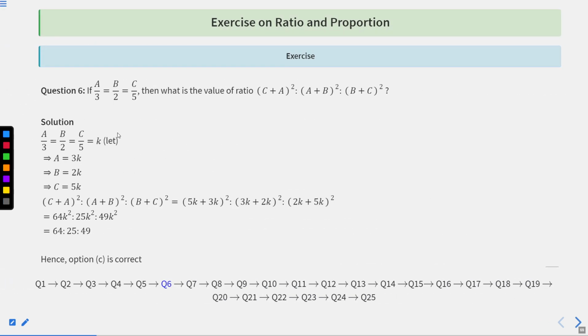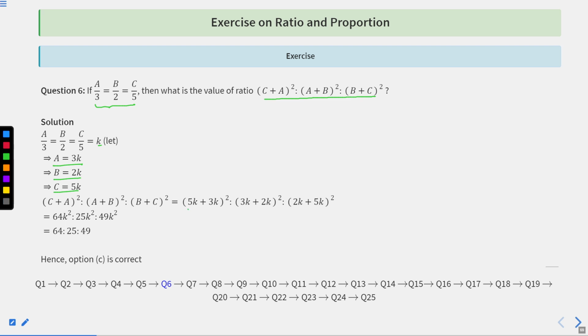So the thing that we are going to do here is put all of these proportions equal to k. So we assume this is equal to some value k. So we can write it as a equal to 3k, b equal to 2k, and c equal to 5k. So now I have the value of a, b, c in terms of k. And we have to find c plus a whole square is to a plus b whole square is to b plus c whole square.